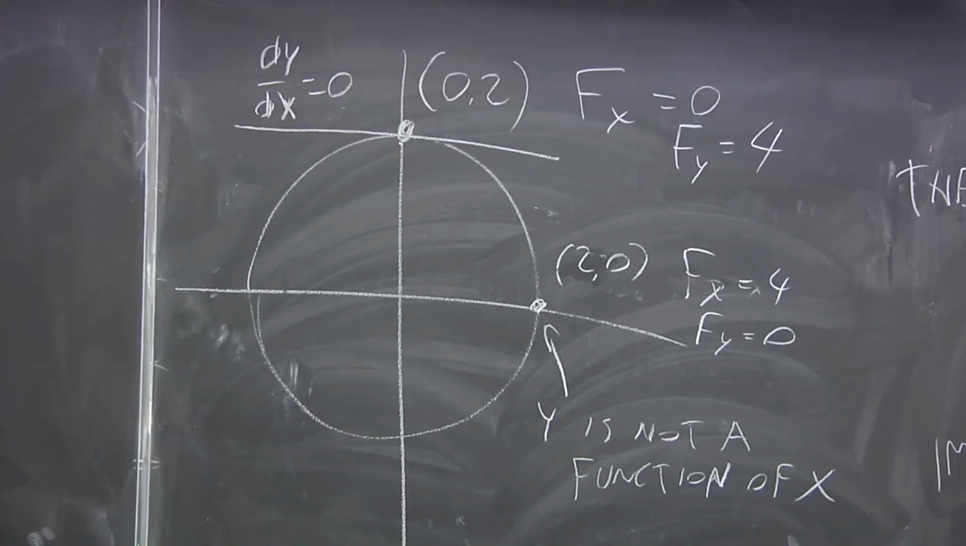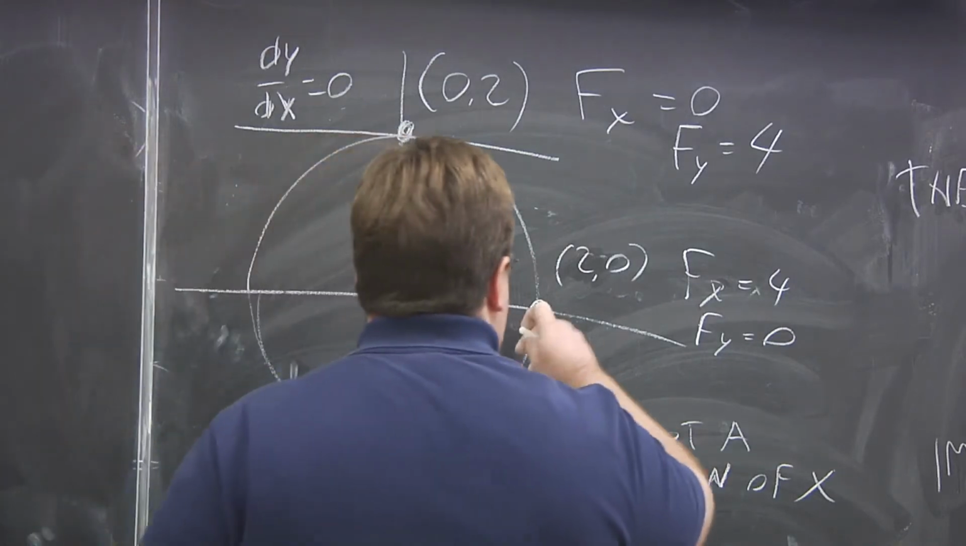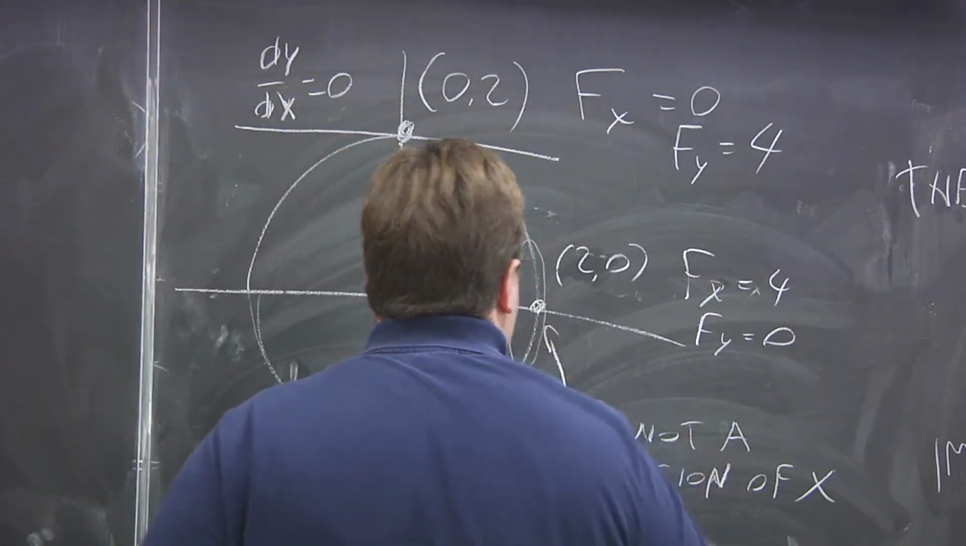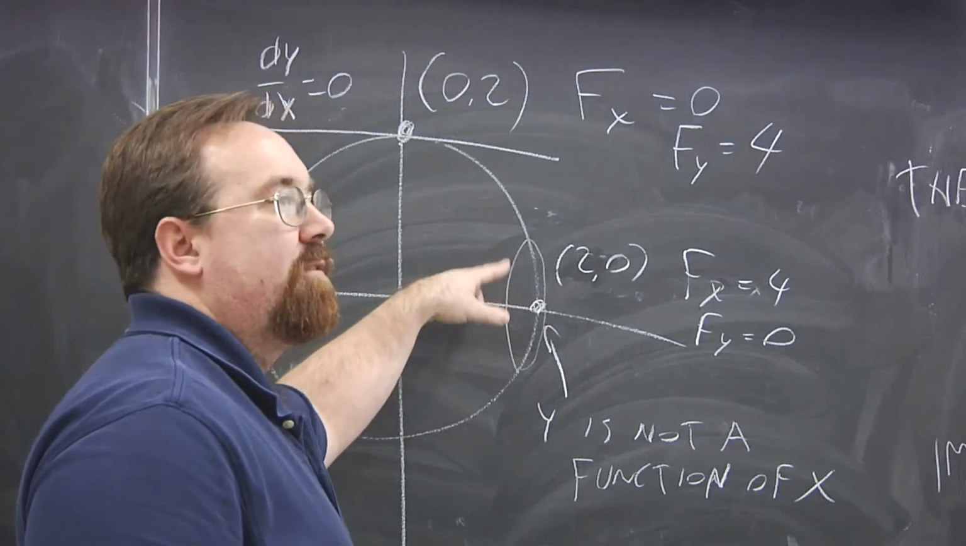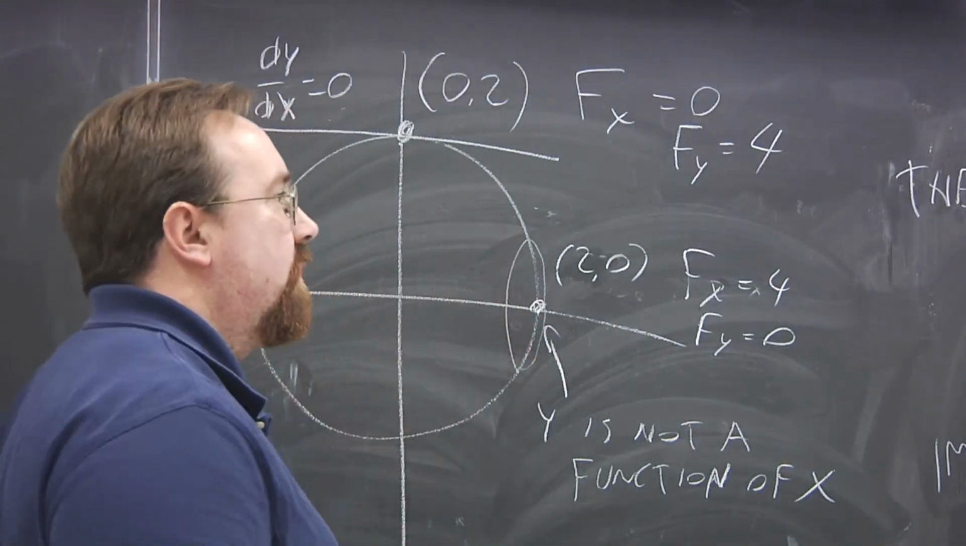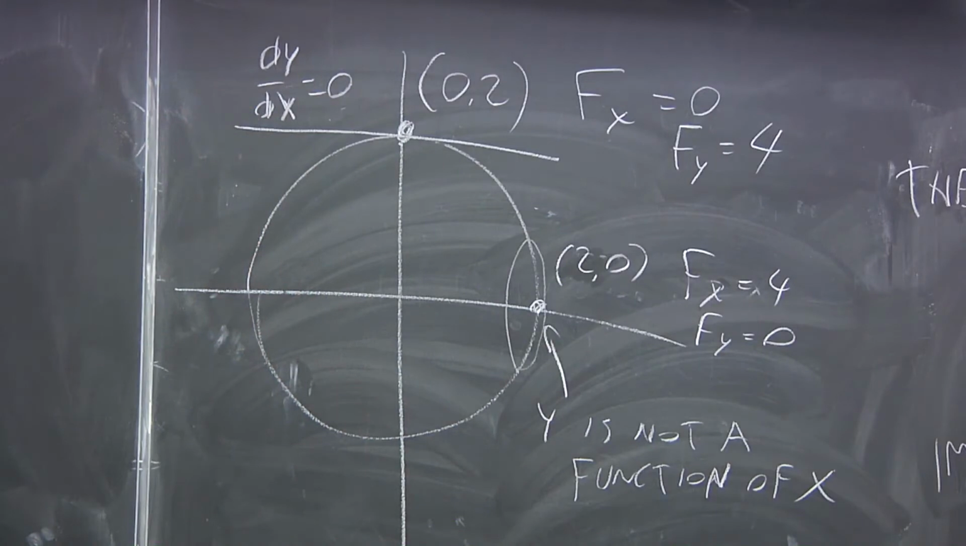And you can see that if you look at any portion of this curve that contains this point, this curve does not pass the vertical line test, which is necessary for the graph of a curve to represent a function of x. So you see the consequence right there of when the requirements of the implicit function theorem don't hold.